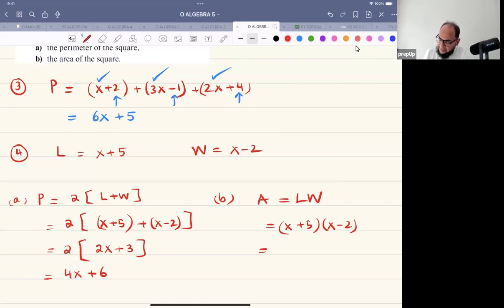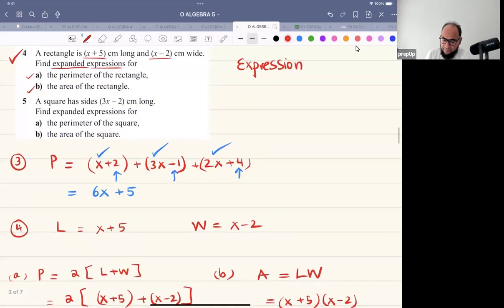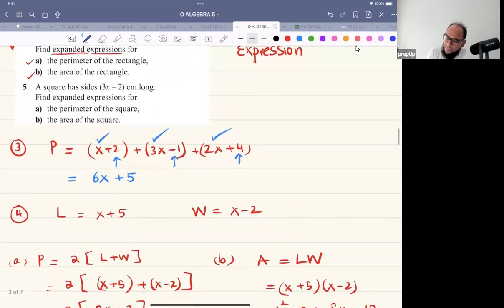So therefore, this comes out to be x square plus, actually, x square minus 2x plus 5x minus 10. That is x square plus 3x minus 10. That is a simplified expression. And the same would be over here.